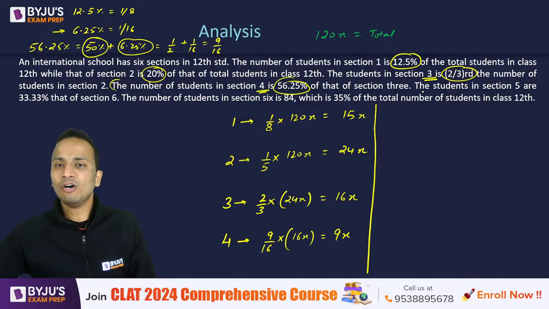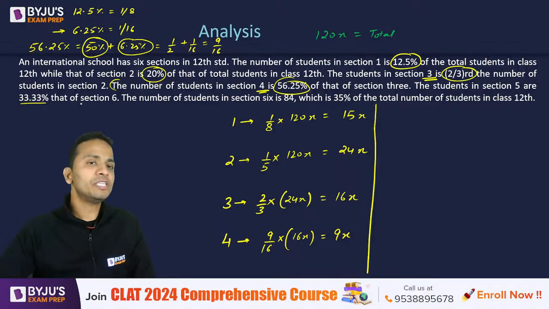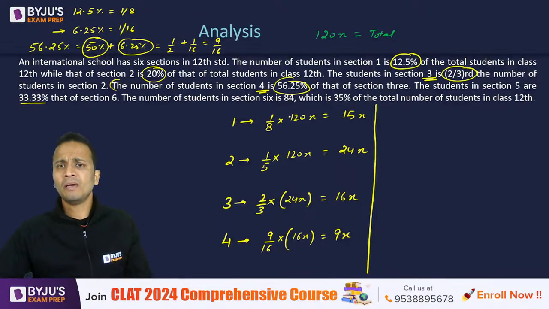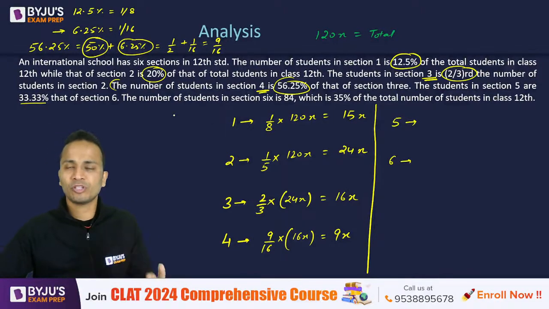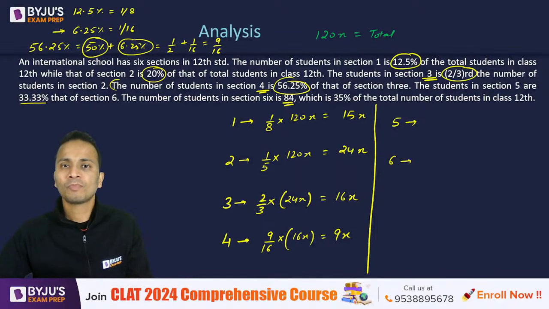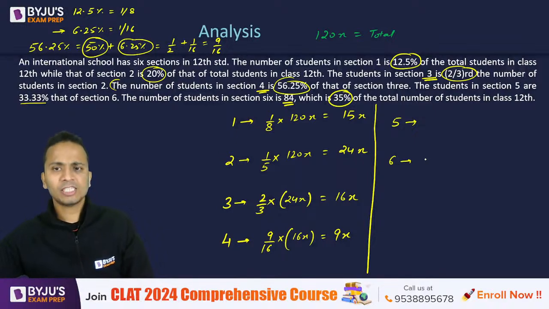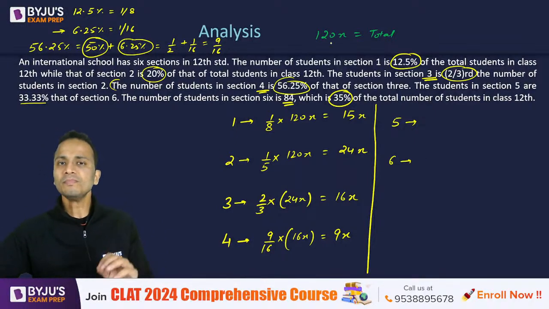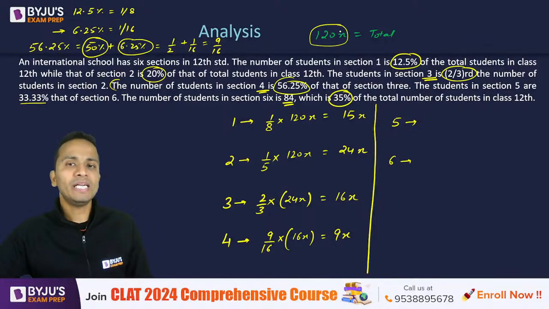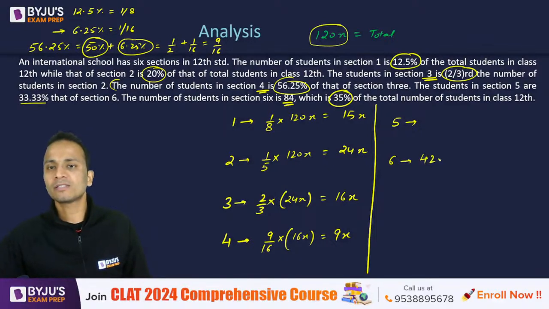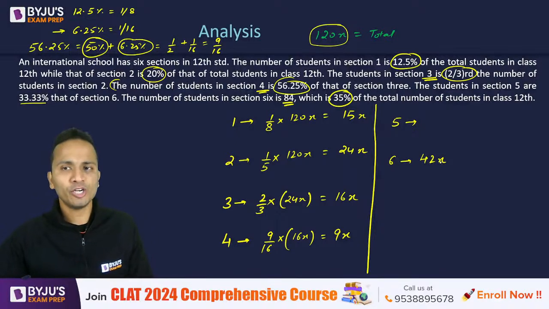Okay. Now the next part, the students in section 5 are 33.33 percentage that of section 6. But I don't know the number for section 6. So I'll leave this statement for the time being. I'll come back to this. The number of students in section 6 is 84. So the actual number is given now, which is 35 percentage of the total number of students. So section 6 has 35 percentage. Now 35 percentage of 120x is 42x. Okay, so section 6 will have 42x.